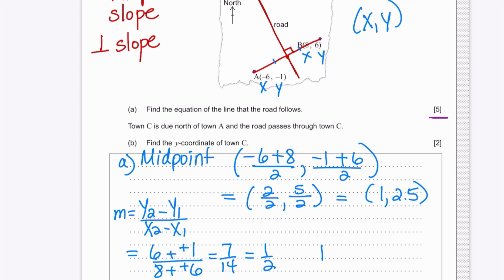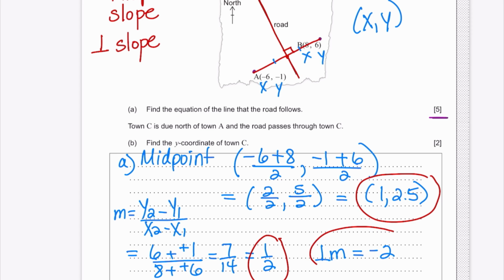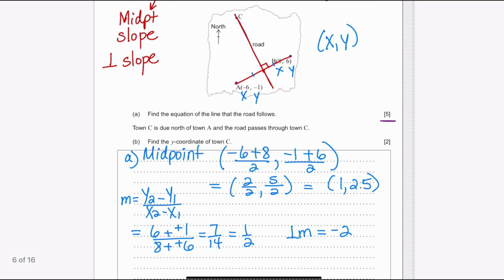In terms of the perpendicular slope, I know that I have to do the negative reciprocal, which is to flip it, and then after I flip it, change the sign. So this is going to become -2 over 1. So right here, just with what you have done, you would have gotten 1 mark for the midpoint, 2 marks for the slope, another mark for the perpendicular slope. You already have 4 points. Let's go ahead and finish the problem.